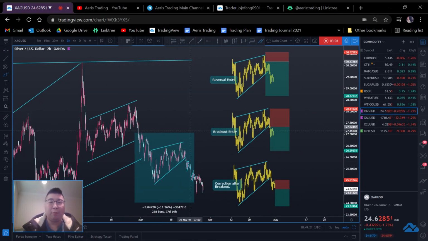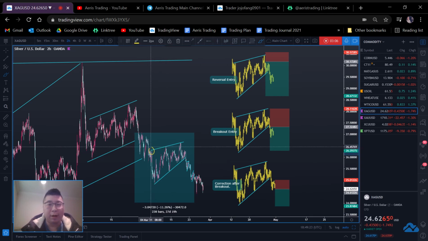So what do we look for in a reversal entry? Well, when we're looking at a correction, we want to have at least a few swing highs and a few swing lows. In this example, we do have a continuation correction with a few swing highs and swing lows to classify it as a correction.